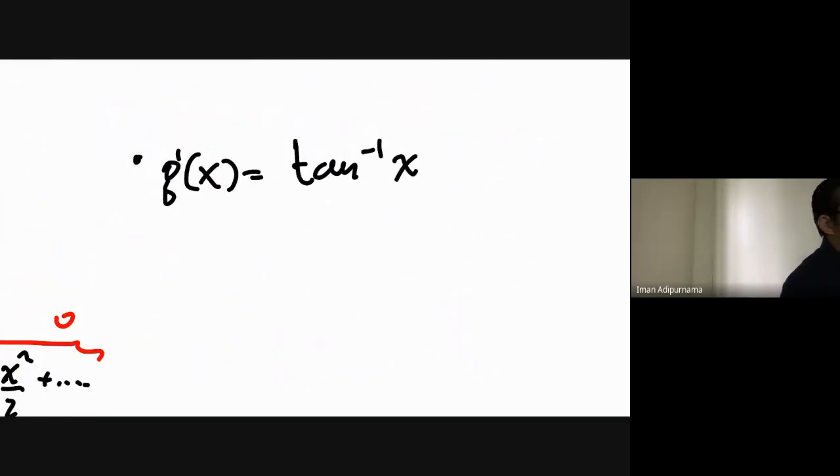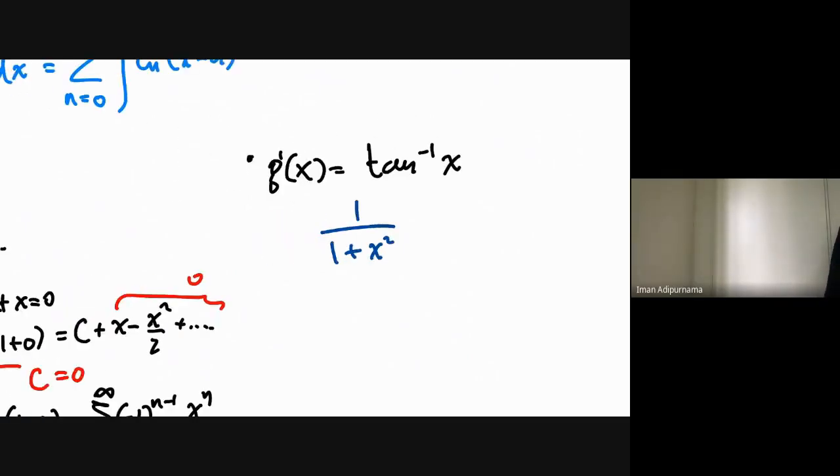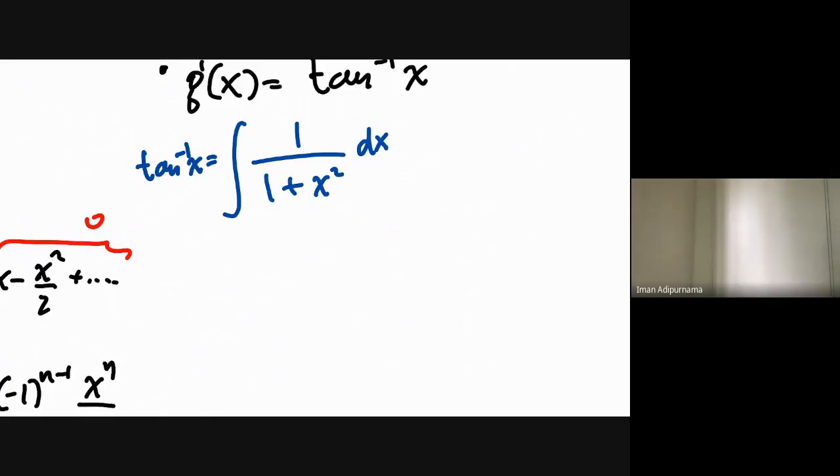The tangent inverse. Tangent inverse, derivative 1 over 1 plus x squared. So let me write tangent inverse x as this, right? Does anyone agree? Okay. Please don't forget calculus 1. So the derivative of tangent inverse is 1 over 1 plus x squared.